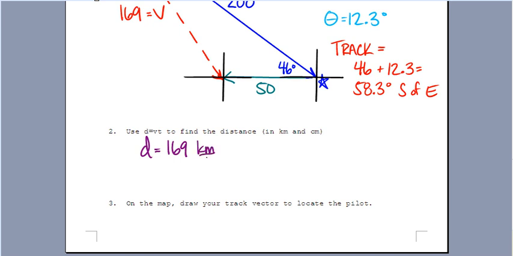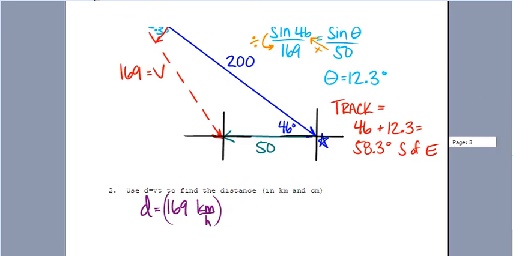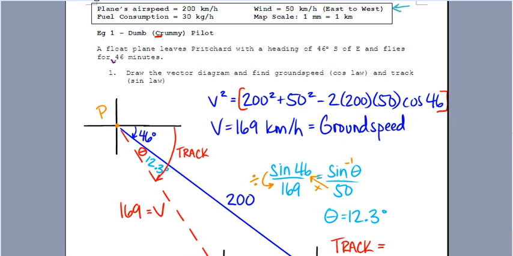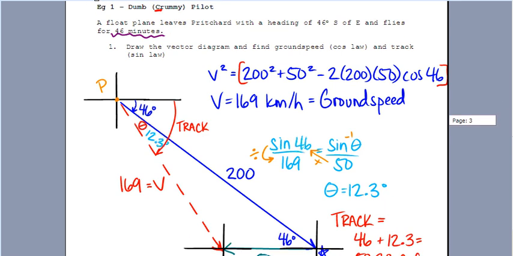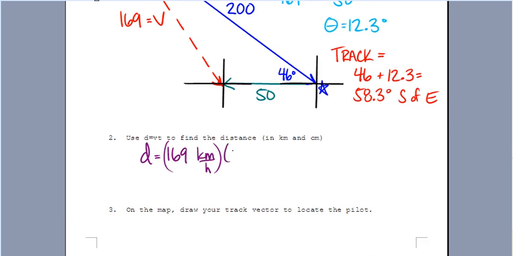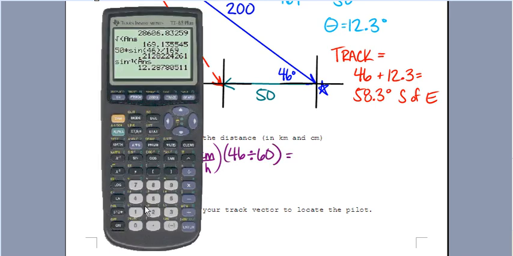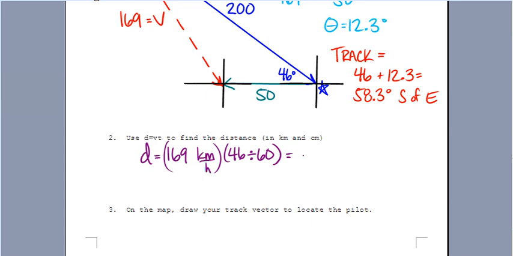I'm going to show these units just the first time so we don't forget. So I can't take that and multiply by 46 minutes, because minutes and hours don't play nicely together. So we will have to take the 46 minutes and divide by 60 just to get it into hours. So 169 times 46 divided by 60, you can do that all in one step, is, let's call it 130 to get our 3 sig figs. So 130 kilometers. That's in real life.